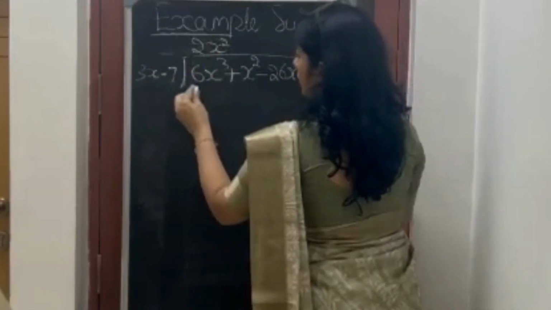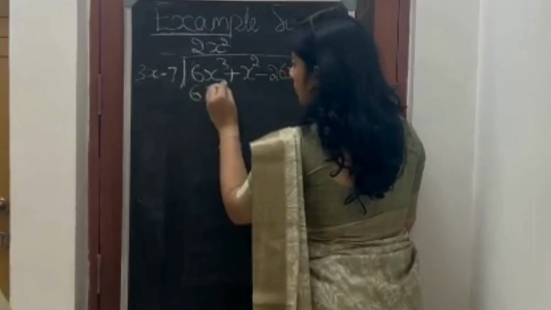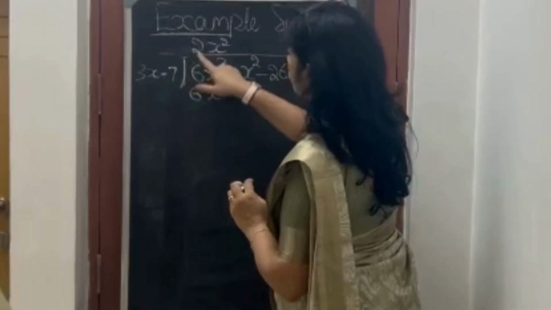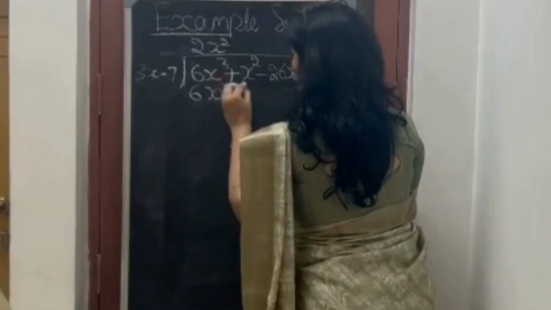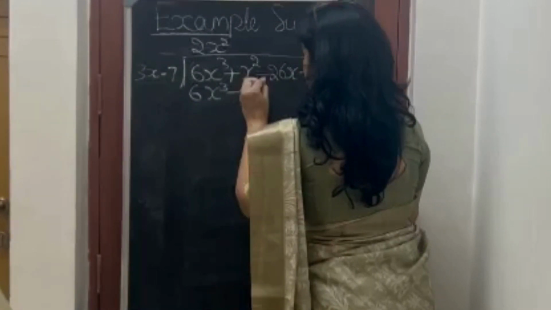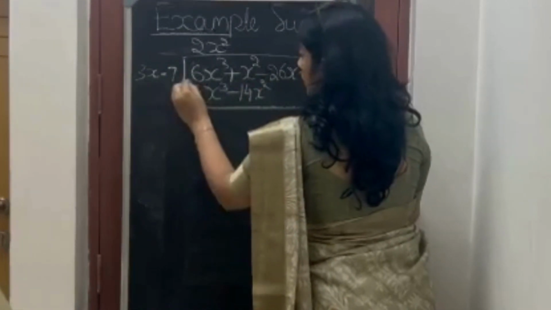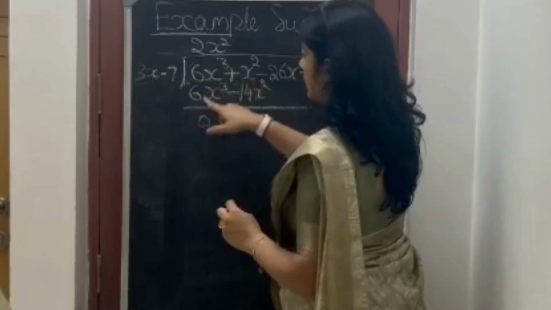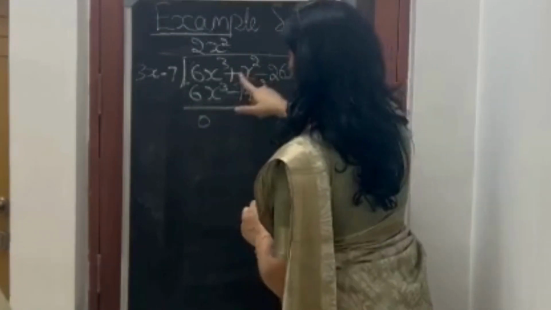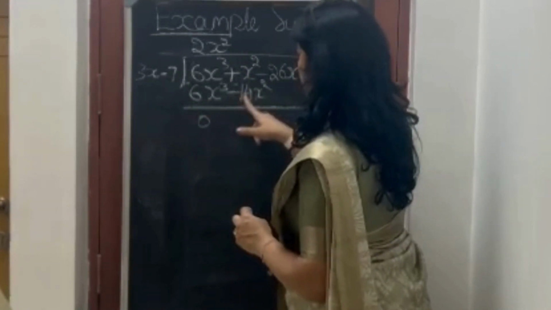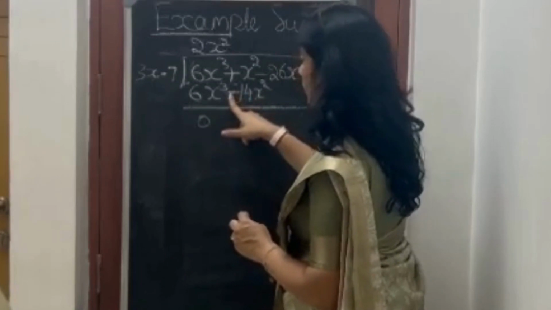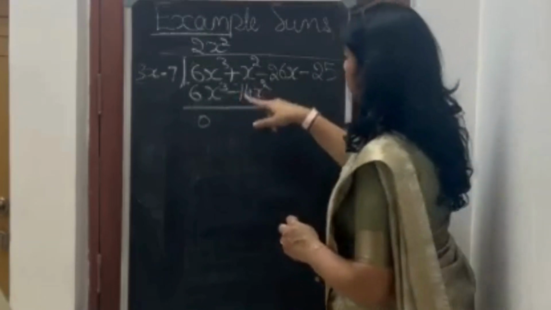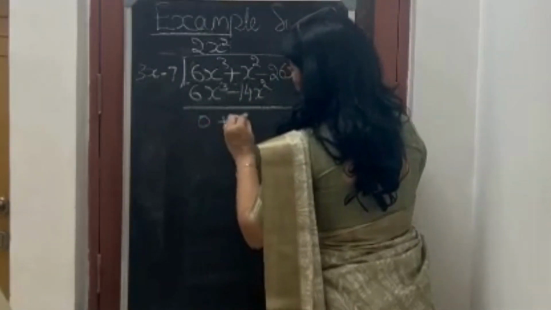So 3x into 2x square is 6x cube. Then minus 7 into 2x square, that is minus 14x square. I'll cancel this. This will become 0. 6x cube minus 6x cube is 0. Now this minus 14x square. Because this is minus already, and again a minus will make it plus. Minus into minus becomes plus. So it will be plus 15x square.